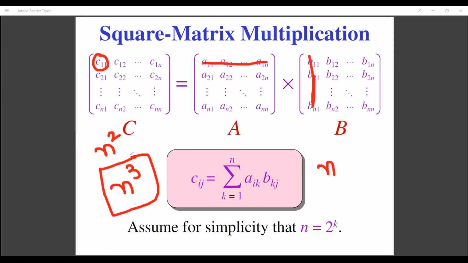Suppose we write a simple sequential method. What is the time complexity of this algorithm? Any guess? If we use a simple sequential method, then the time complexity of this algorithm is order of n cube. That is pretty simple and straightforward, right?